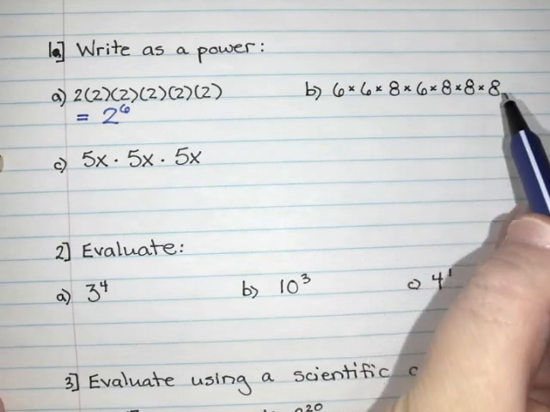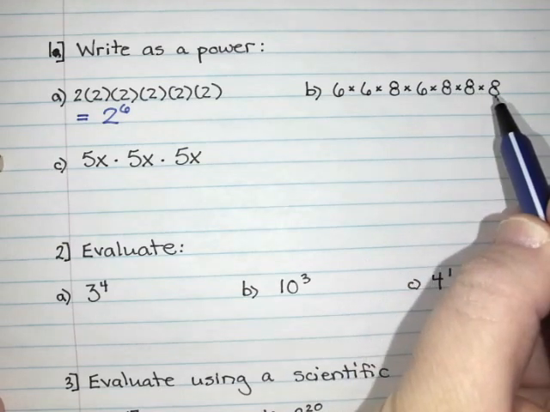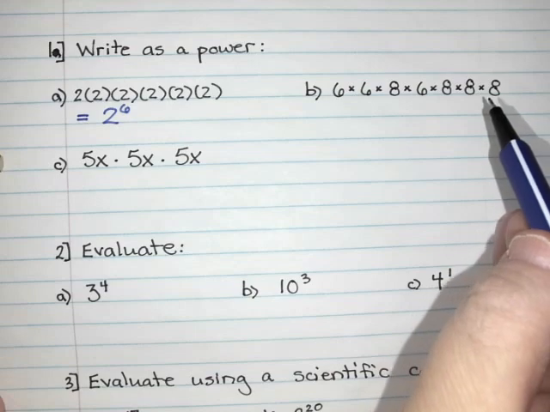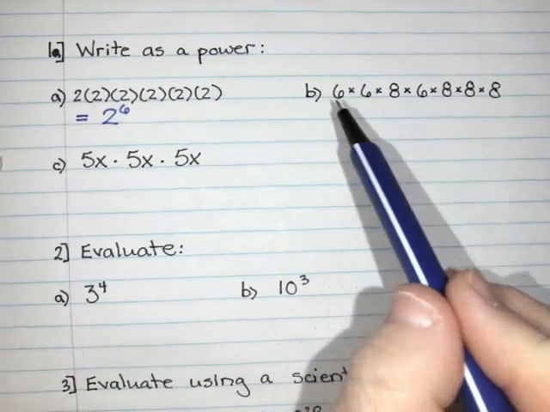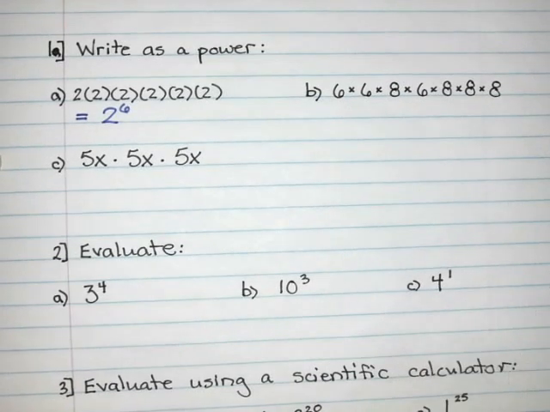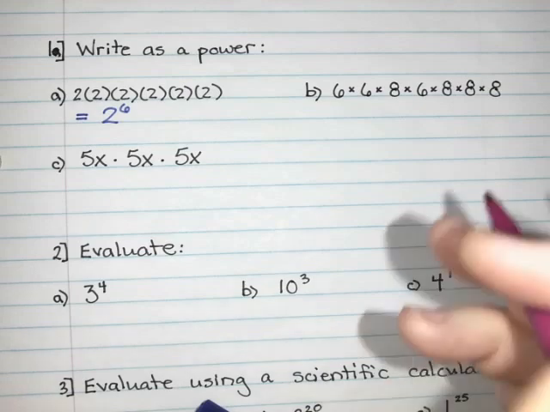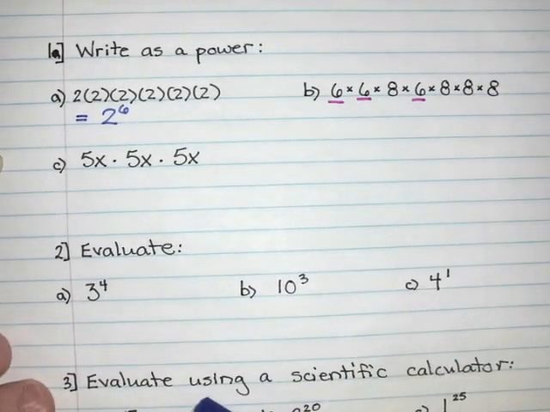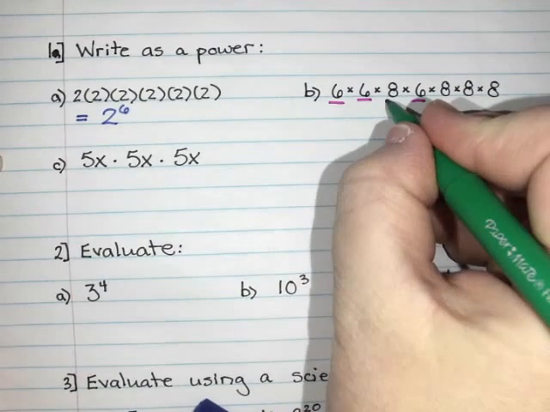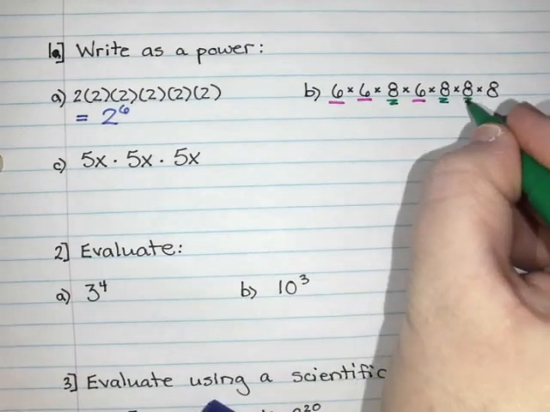If I take a look at the next one, I have 6 times 6 times 8 times 6 times 8 times 8 times 8. A power is how many times you are multiplying a number by itself. These are not all the same number, so what we can do is put like bases together. I can do all of the 6's together, and then all of the 8's together.